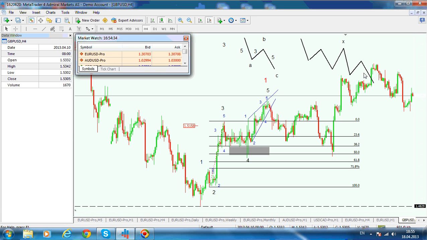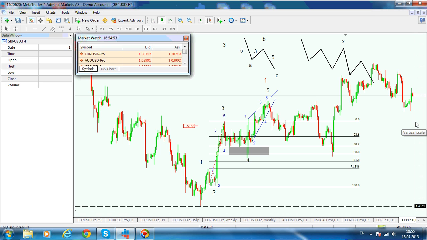So 2 zigzags connected with the next, and this is being called a double zigzag. And of course, in the Elliott wave theory, under the correction category, goes also a triple zigzag. You have another X wave in here, and then another zigzag to the downside.